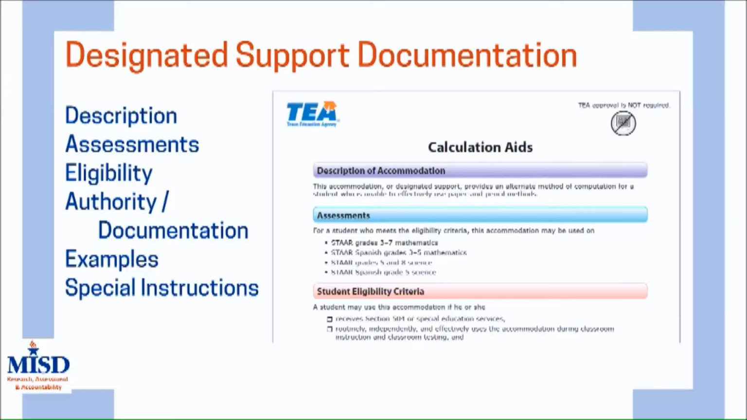TEA's website includes a link to documentation related to each support, such as the one appearing on screen. Each document includes the 6 subheadings listed on the left side of the frame. When examining these documents, it's important to look at examples, particularly on math manipulatives, calculation aids, supplemental aids, dictionaries, and spelling assistance, for all of which TEA has stipulated that only the items described on the document may be used.